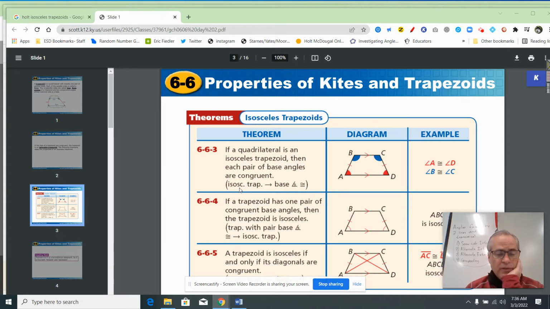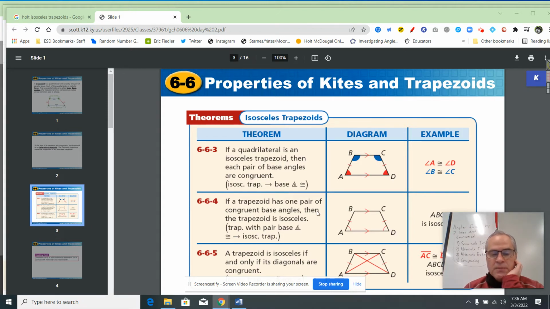First one, if the quad is an isosceles trapezoid, then the base angles are congruent. And what that means is each pair of base angles are congruent. So the ones in red down here, angle A is congruent to angle D, and angle B is congruent to angle C, the blue ones on the top.